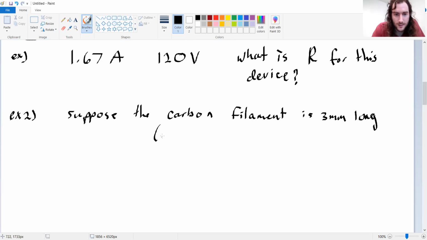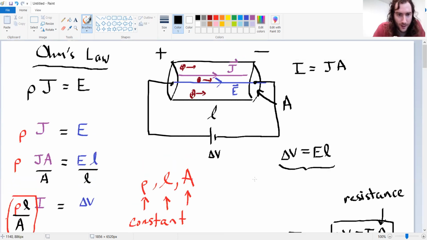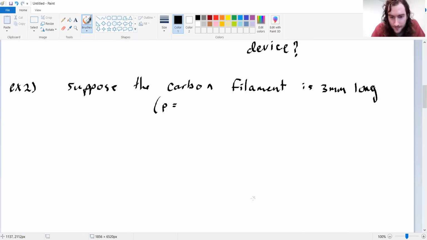Carbon has a resistivity. I think I wrote it down before actually, but I deleted it, so let me go find the carbon resistivity in the book real quick. Seeing a lot of chats. So ohms. Yeah, okay. Looks like you guys are getting it.